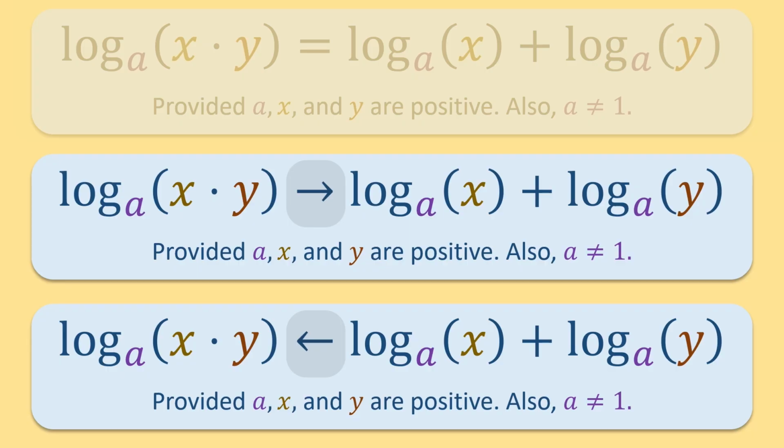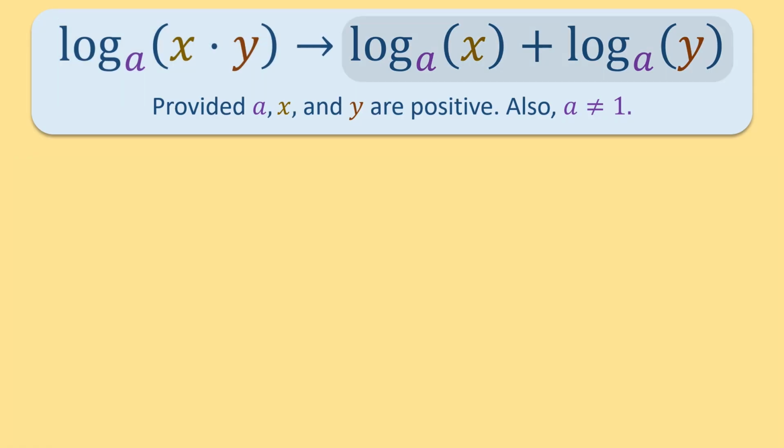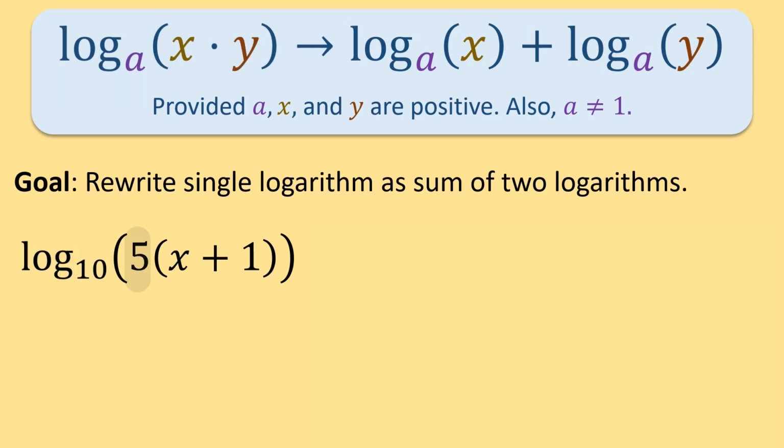Starting with going from the left side to the right side, consider log base 10 of 5 times the quantity x plus 1. We can use this property when the operation between two terms is multiplication within our logarithm. Here we are multiplying our first term 5 with our second term x plus 1, and so we can expand this single logarithm into the sum of two logarithms.